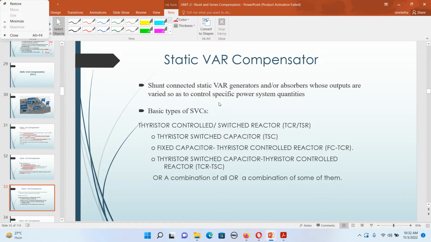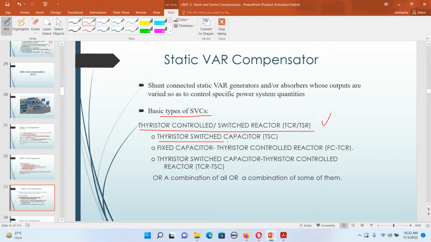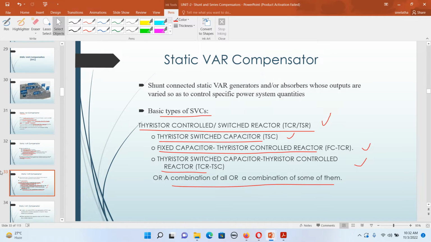The basic types of SVCs, we already discussed, right? What are the basic types of SVCs? Thyristor controlled or switched reactors, and then TCSC, and then a fixed capacitor. I think I reiterated it here, but you can see this can be a combination of all of them or some of them. That is the main thing you have to understand. You call this an SVC and you call that an SVC, and both are SVC. The only thing is, it can also be a combination.